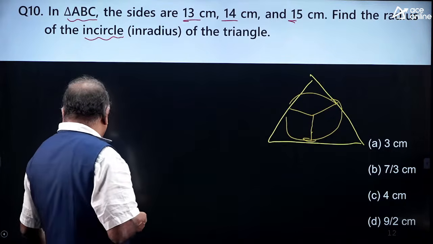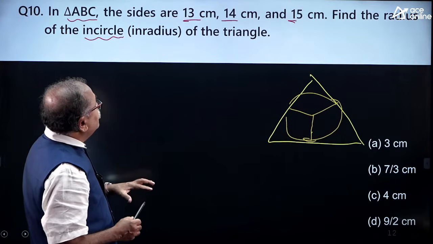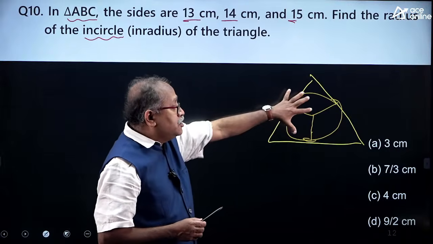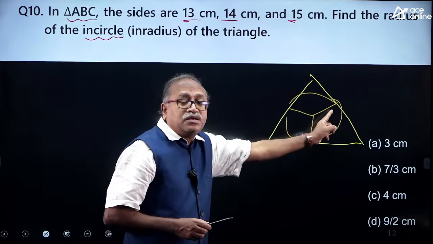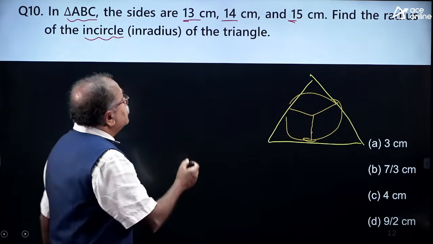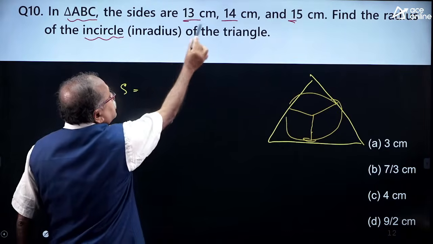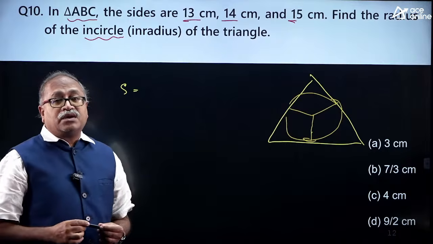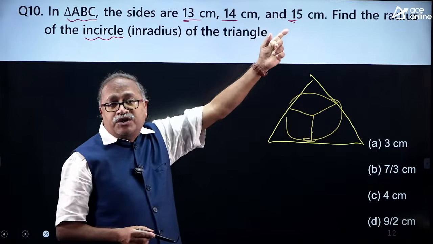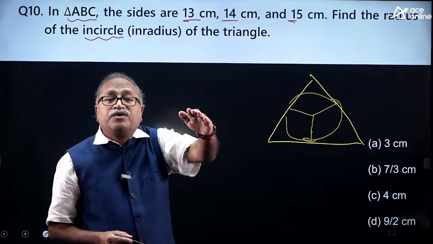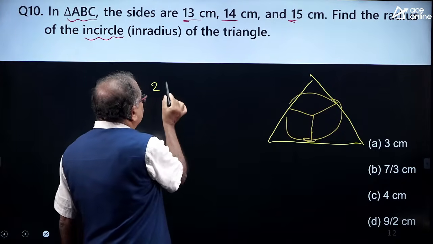How do I do it? I will first find out the area, and once I get the area, then the area of the triangle divided by semi perimeter is the radius. So, get the area here. So, what is S semi perimeter? Half of 13 plus 14 is 27. 27 plus 15, 37 and 42. So, if you make the half of 42, that comes 21. That is right. So, my S is 21.